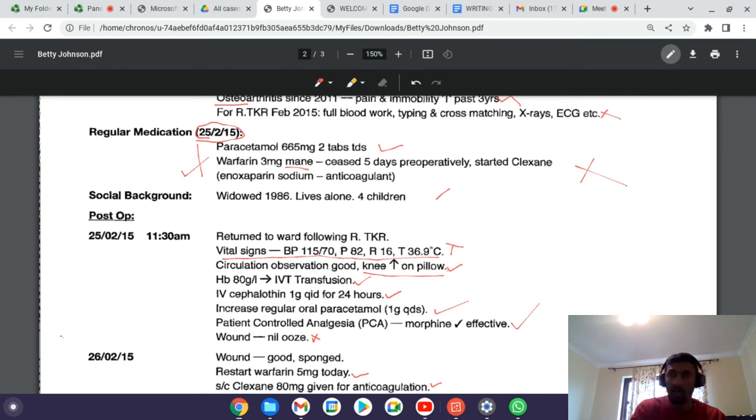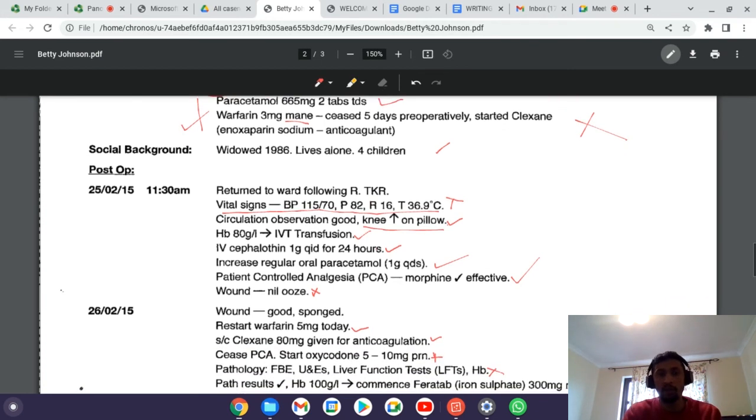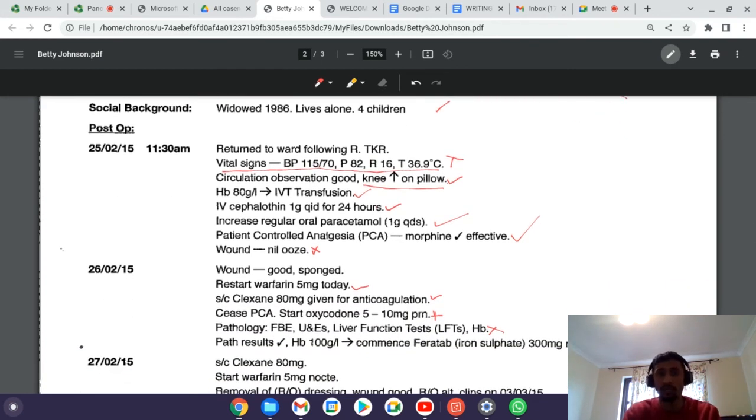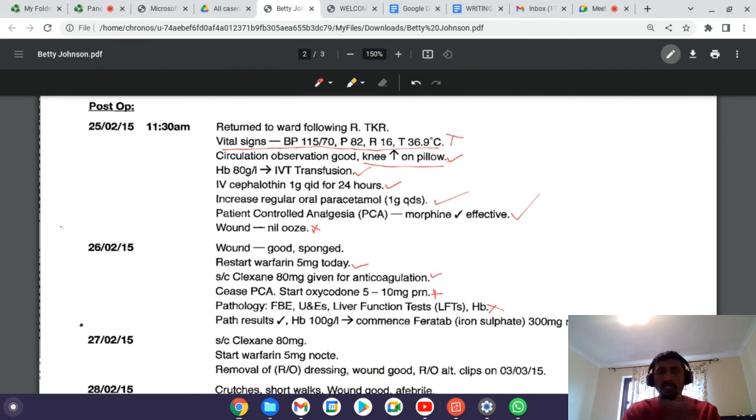You can mention that wound is normal at present. It's semi-relevant. You don't want to write it because you've got a lot of information you can include later in the letter. Okay, so coming to 26/02/2015, that means wound good and sponged, you don't need it because that is a normal thing. It's nothing special with that. If you find any abnormal thing, you have to spot it. Okay, restart warfarin 5 mg today. Again, changes in the medication is a need to know thing. So you need to mention that again.